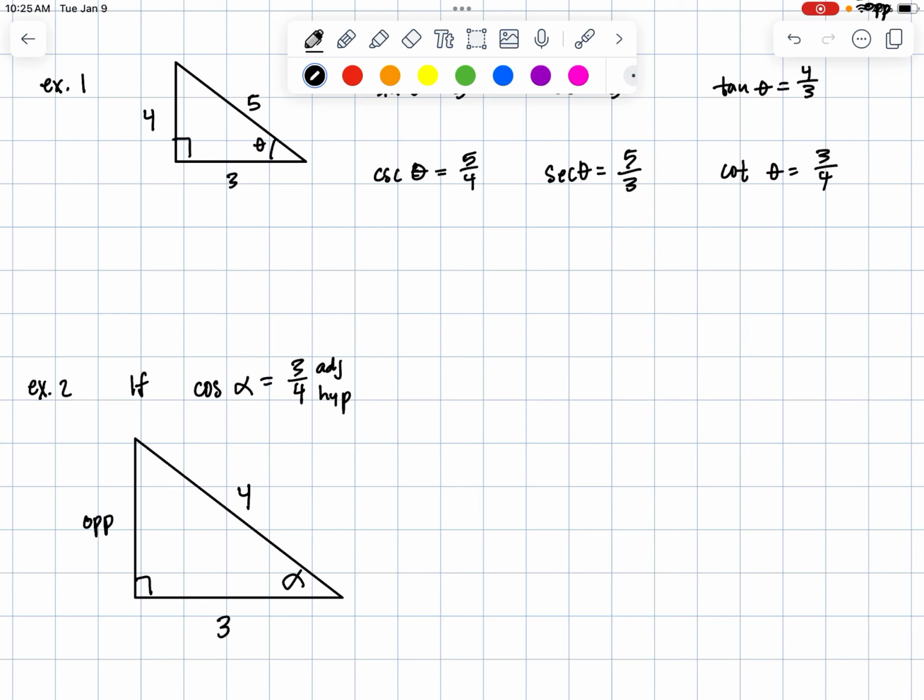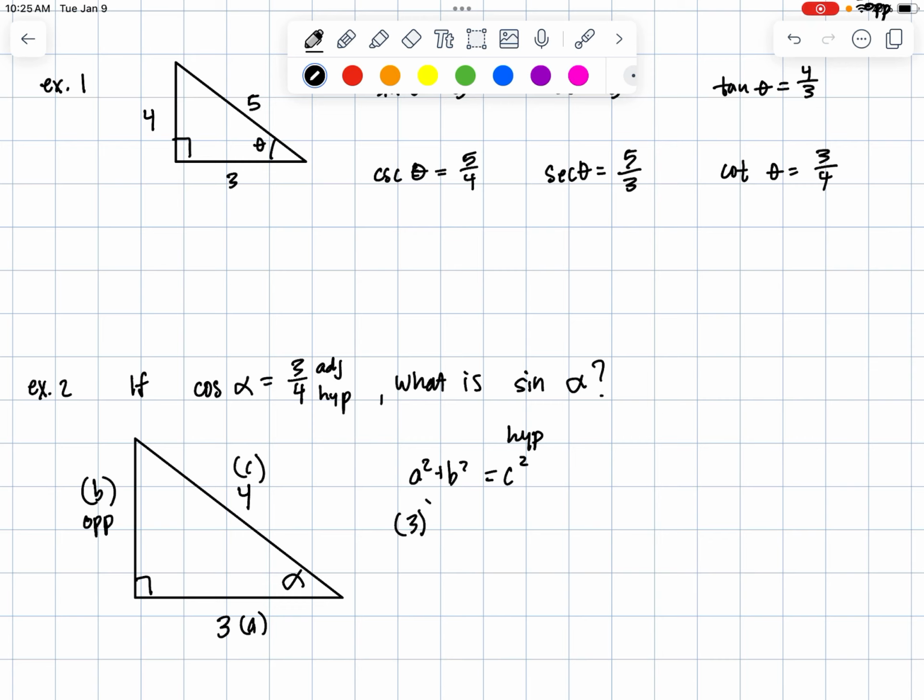We don't know what the opposite is, but if cosine of alpha is 3/4, what is sine of alpha? Well, we don't know the opposite side. In order to do sine, we need opposite over hypotenuse, so we need to solve for the opposite side. Since this is a right triangle, we can use the Pythagorean theorem: a squared plus b squared is equal to c squared, where c is the hypotenuse. So let's do that. We'll call this a, the opposite side b, and the 4 c.